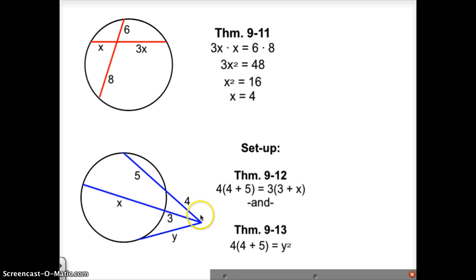The big mistake here is that, instead of doing 4 times 9, most people who make the mistake, and a silly mistake, will do 4 times 5 or 3 times x instead of adding the two. So be careful of that mistake. Hit pause and answer questions 9 through 12 now.